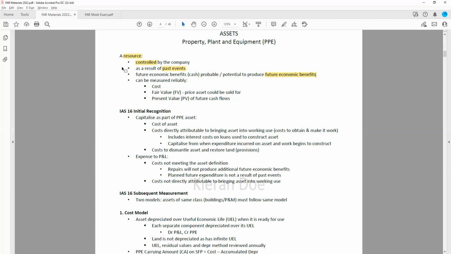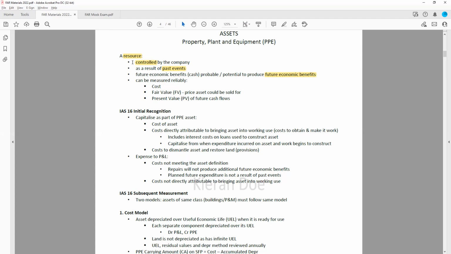There'll be a result of past events if the company has previously purchased those assets. And there'll be future economic benefits if they will be used to sell goods and services in the future and therefore generate cash coming into the business. Alternatively, they can be used to reduce an expense, so to reduce an outflow from the business.